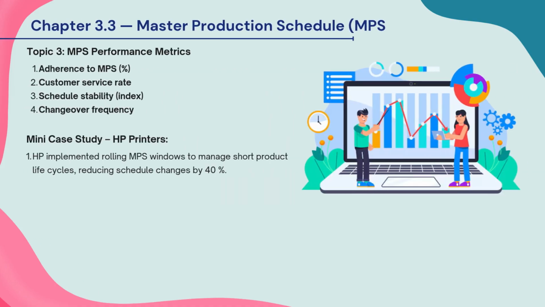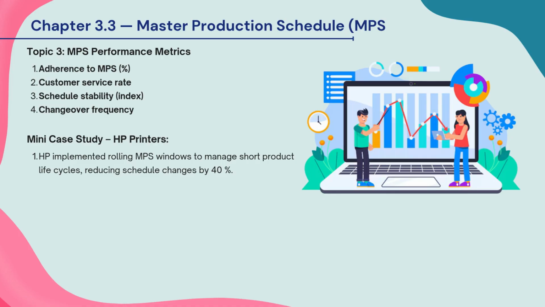This slide highlights how we measure the effectiveness of the Master Production Schedule, MPS. Adherence to MPS tracks how closely actual production follows the planned schedule. Customer Service Rate measures the ability to meet customer orders on time. Schedule Stability indicates how much the schedule changes. Less fluctuation means more stability. Changeover Frequency: higher changeovers reduce efficiency and increase cost.